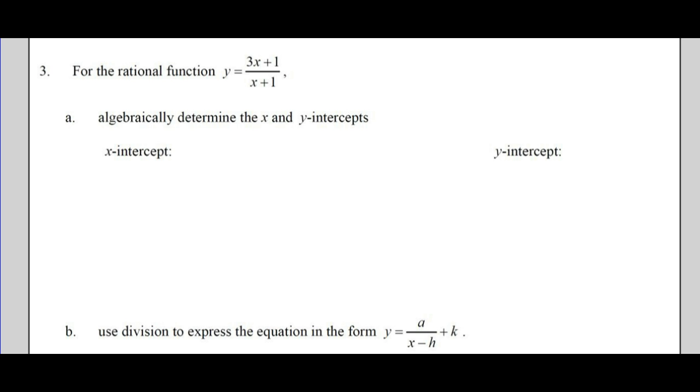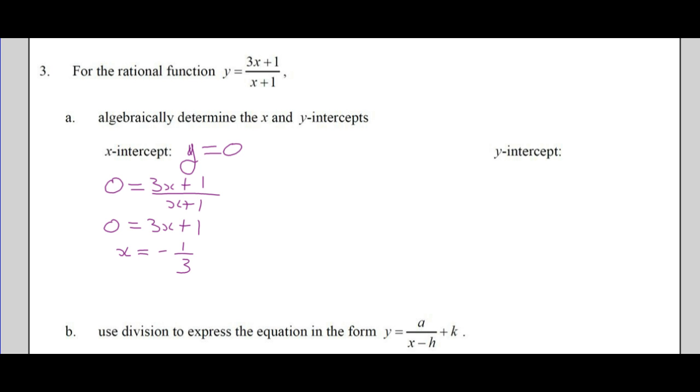So the x-intercept, what do you do? You set y equals 0. So this becomes 0 is equal to 3x plus 1 over x plus 1. You keep in mind that x cannot be negative 1, just in case you solve this and get x is negative 1. It can't be that. You multiply both sides by x plus 1, ending up with 0 is equal to 3x plus 1. So what's x? Negative 1/3.